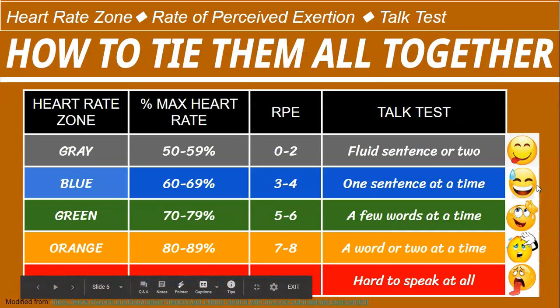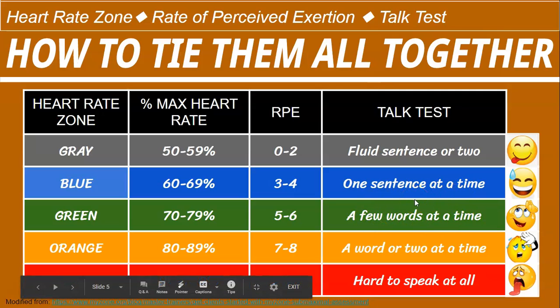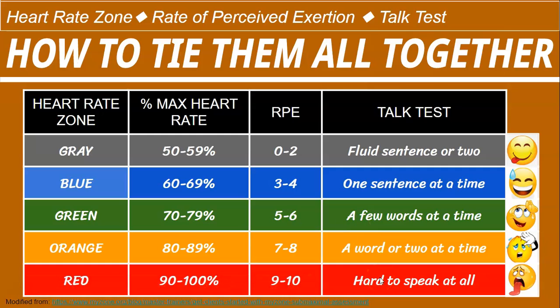So how are these tied together? How we talked about them last week: in the gray zone, your RPE is going to be 0, 1, or 2, and your talk test is going to be a fluid sentence or two. When you're in the blue zone, you're at 60 to 69%, your RPE is going to be a 3 to 4, and you're speaking one or two sentences at a time. And you notice as you move up in zones, your RPE increases and the number of words that you can speak decreases, until you get up to that red, when you are at 90 to 100% of your max heart rate. You're at a 9 or 10 on that RPE scale, and you can hardly speak at all.